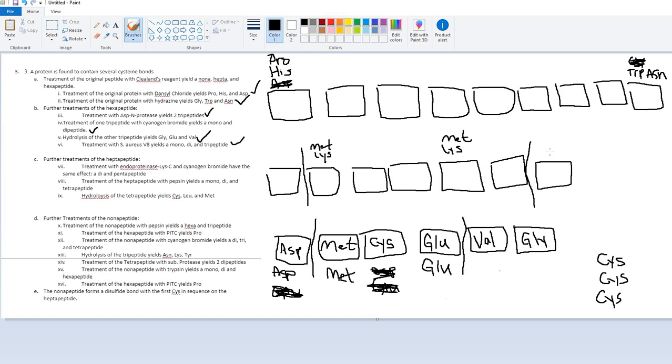And pepsin cuts leucine, phenylalanine, tyrosine, and tryptophan. And we have a tryptophan that we need to put in one of these spots. So the tryptophan must go here, because that's the only spot where we can get the cleavage of a monopeptide. So we can cross out tryptophan, and that means the asparagine must go here.